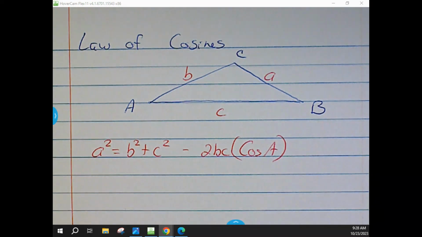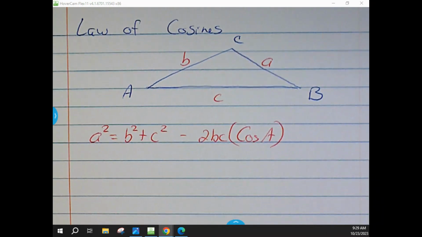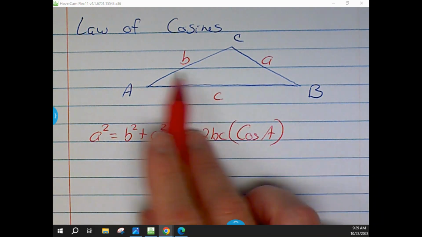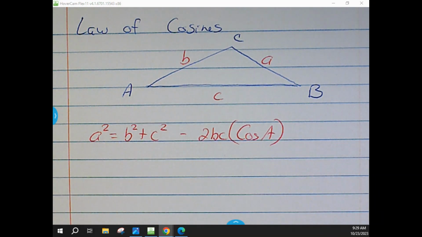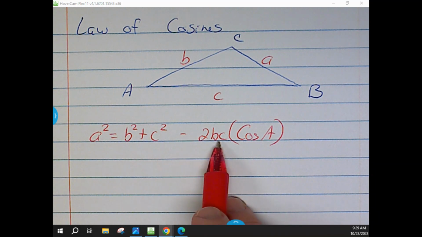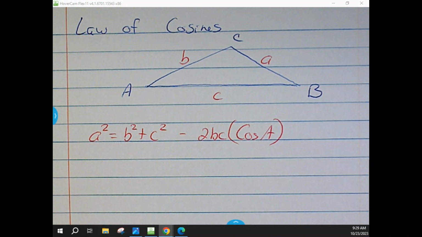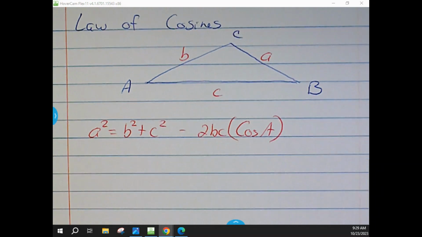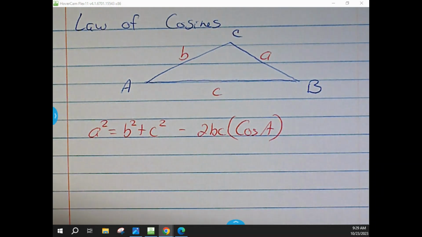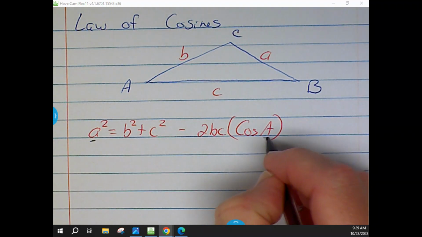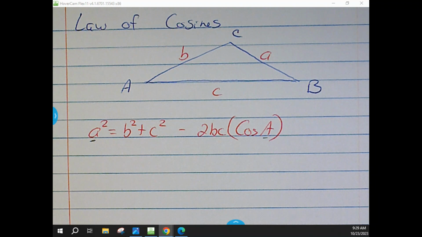So the first option you've got, again, they're going to ask you to find side A or something like this. You're going to take sides B and C, square them, subtract 2 times BC, and then do that times the cosine of A. There are actually 3 variations of this one. The one thing that's always the same, whatever side you're going to find here, you're going to find the cosine of that same angle.